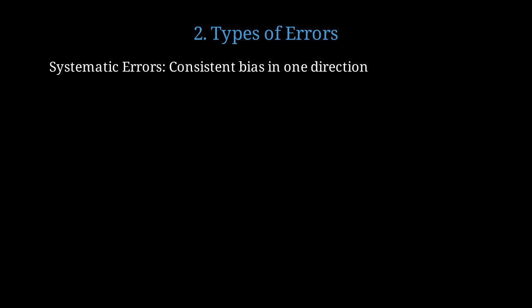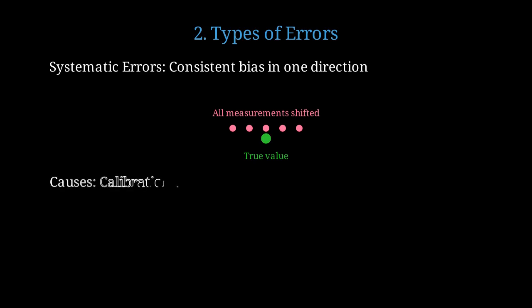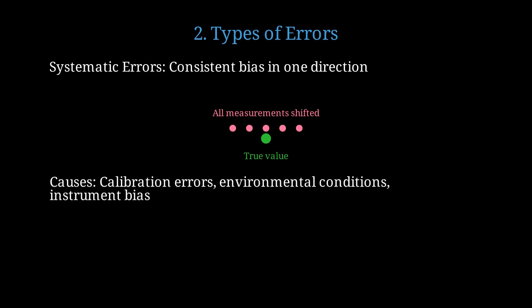Systematic errors are consistent biases that push measurements in one direction. They're like a scale that's always off by the same amount. In systematic error, all measurements are shifted away from the true value in the same direction. Systematic errors come from calibration problems, environmental conditions like temperature, or inherent instrument bias.